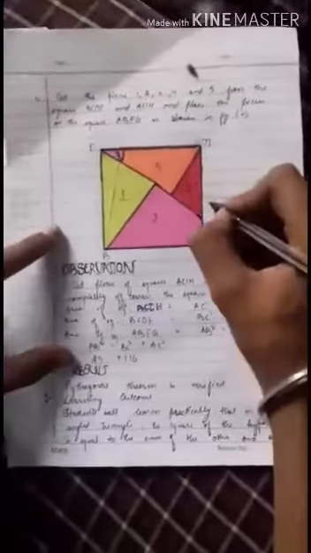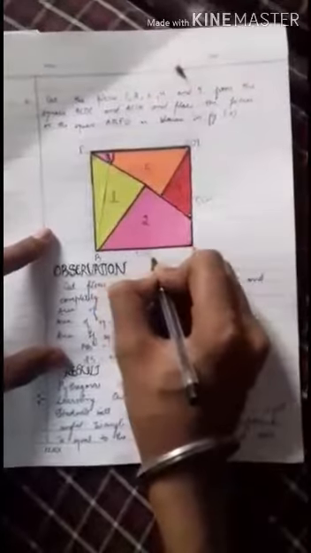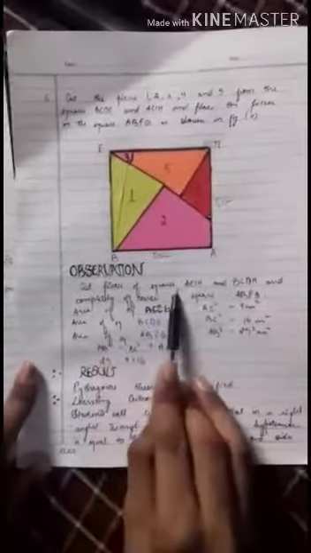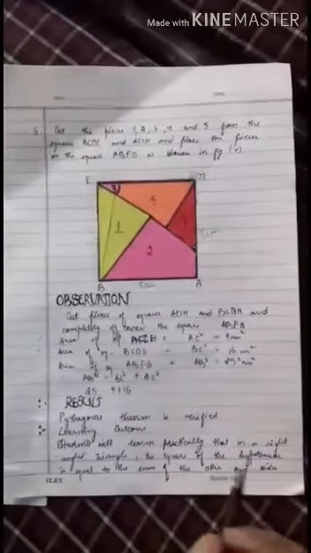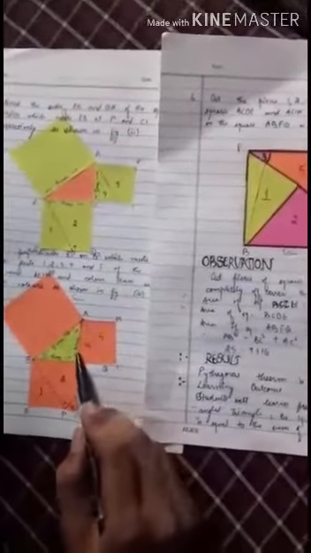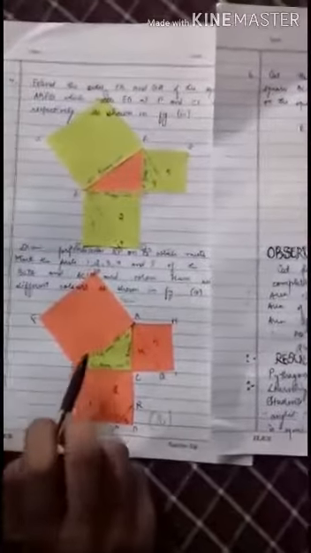This square has sides of 5 centimeter. So the pieces of squares AHIC and BEDC fit in this square. So hence proved that the sum of the squares of the other two sides is equal to the square of the hypotenuse of a right angle triangle.